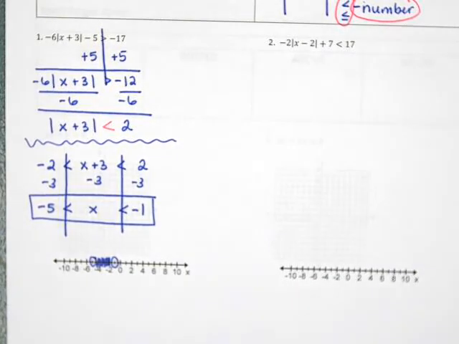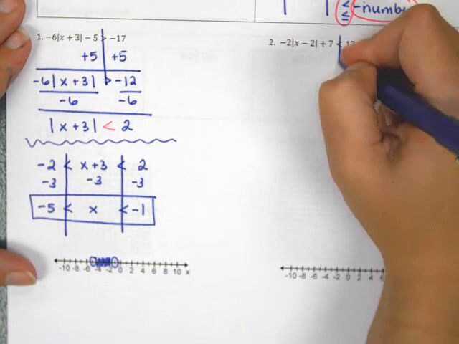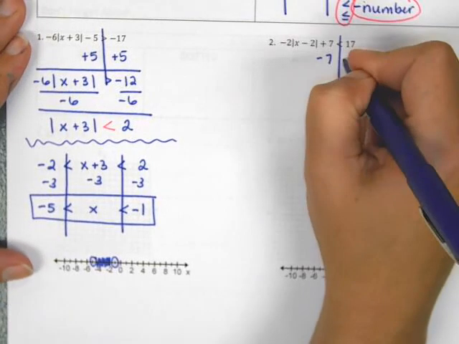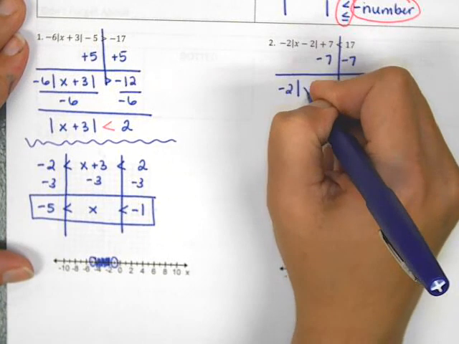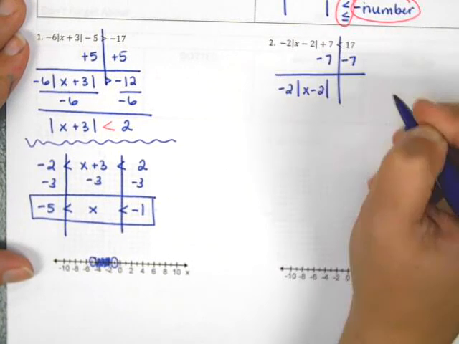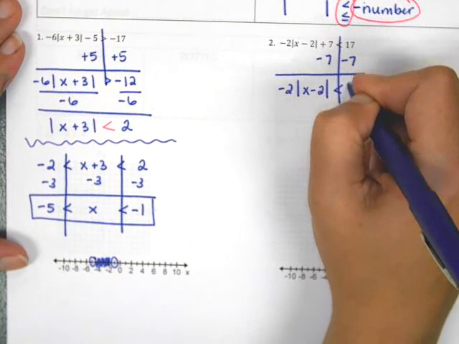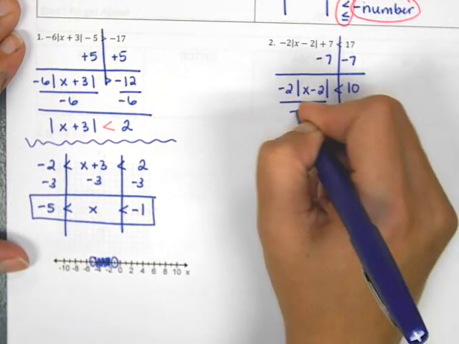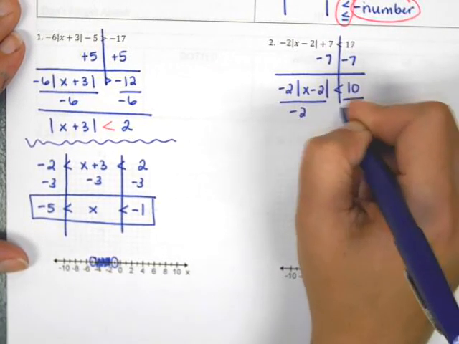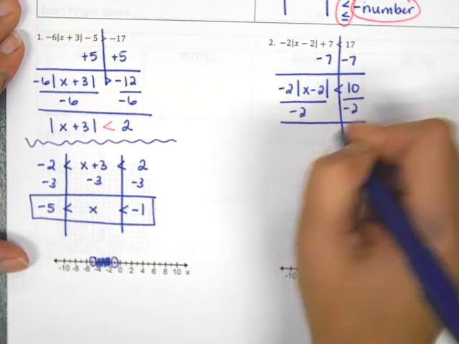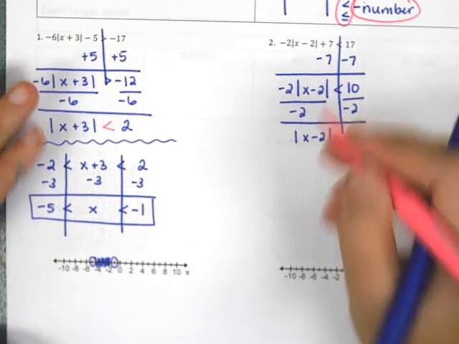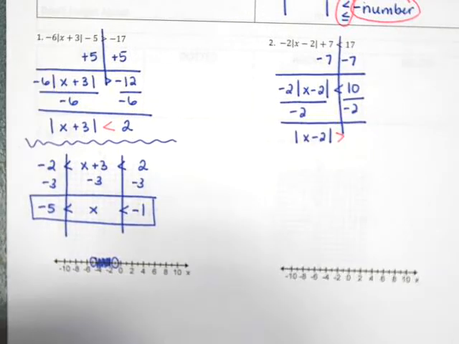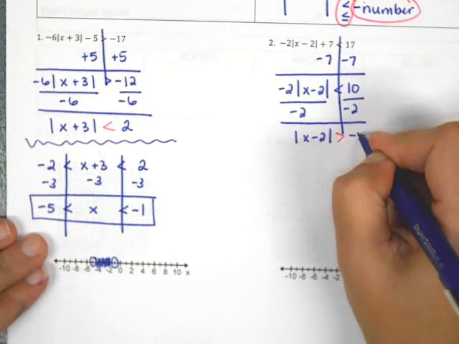Problem number 2. Again, I need to isolate the absolute value. So I'm going to subtract 7 on both sides, which means I get negative 2 times the absolute value of x minus 2 is less than 10. Then I'm going to divide by negative 2 on both sides. So I get the absolute value of x minus 2, and I divided by a negative, so this is going to flip and become a greater than negative 5.